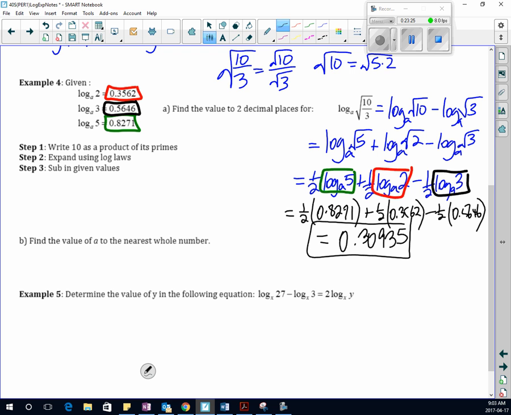Did you get that as your answer? 0.30935. Yeah? Okay, any questions on how I got that? Essentially, I just expanded it. The biggest mistake I see students make on this question is they actually square root this number instead of halving it, right?